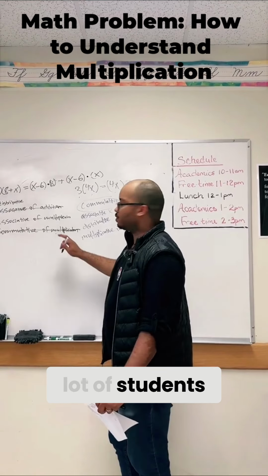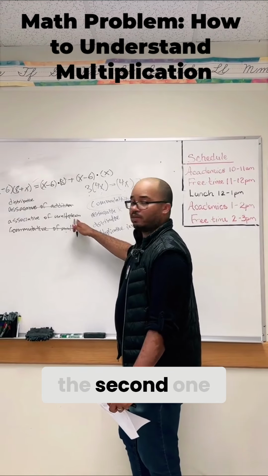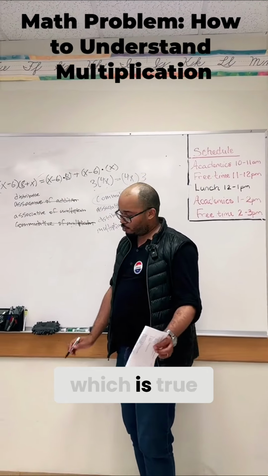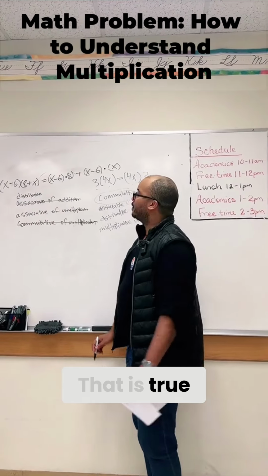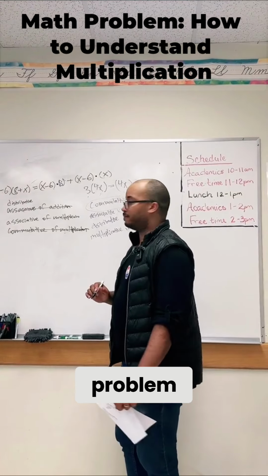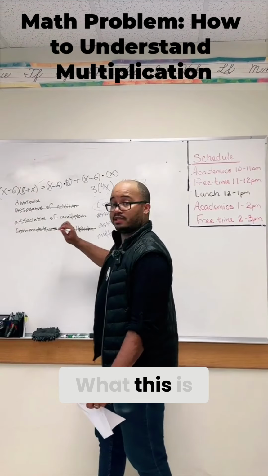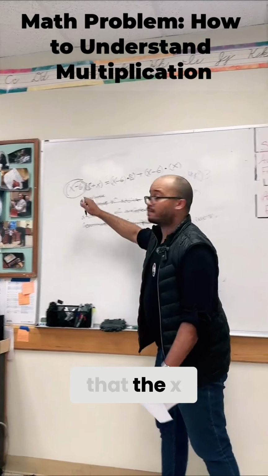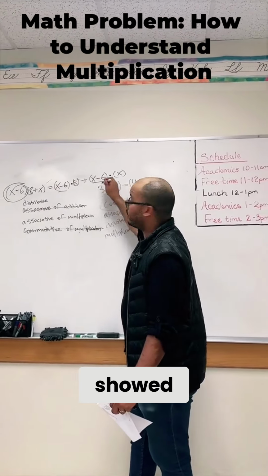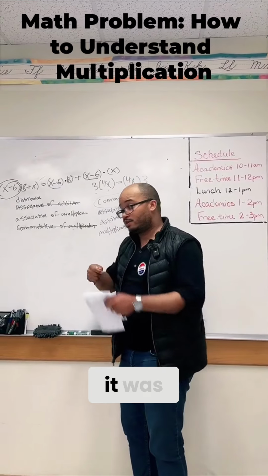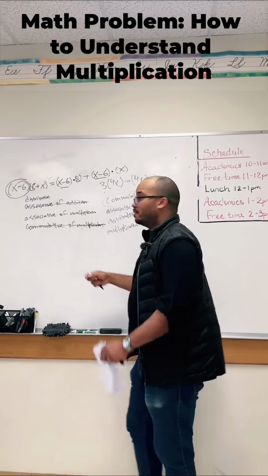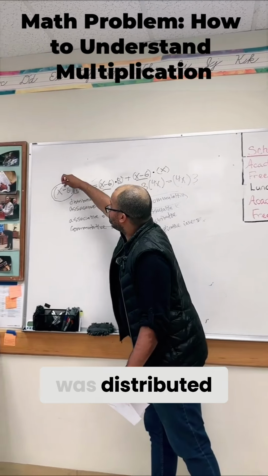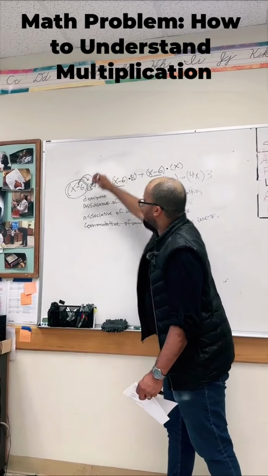And I know a lot of students will pick maybe the second one, because they know, oh, there are different groups of multiplying happening, which is true. That is true. And this is why this is a Regents problem. What this is, again, assessing is, did this student understand that the x minus 6, seeing that it showed up twice, was distributed? The x minus 6 was distributed to each.